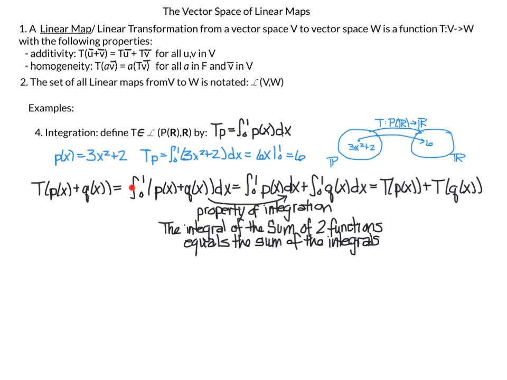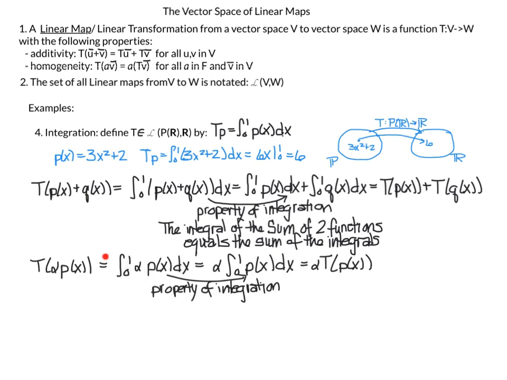But here, from properties of integration, we know we can separate this into two integrals. In other words, this integral here is equal to the integral from 0 to 1 of p of x dx plus the integral from 0 to 1 of q of x dx. But this first integral just happens to be T of p of x, and the second integral happens to be T of q of x. So we've shown additivity holds. Next, we're going to show homogeneity.